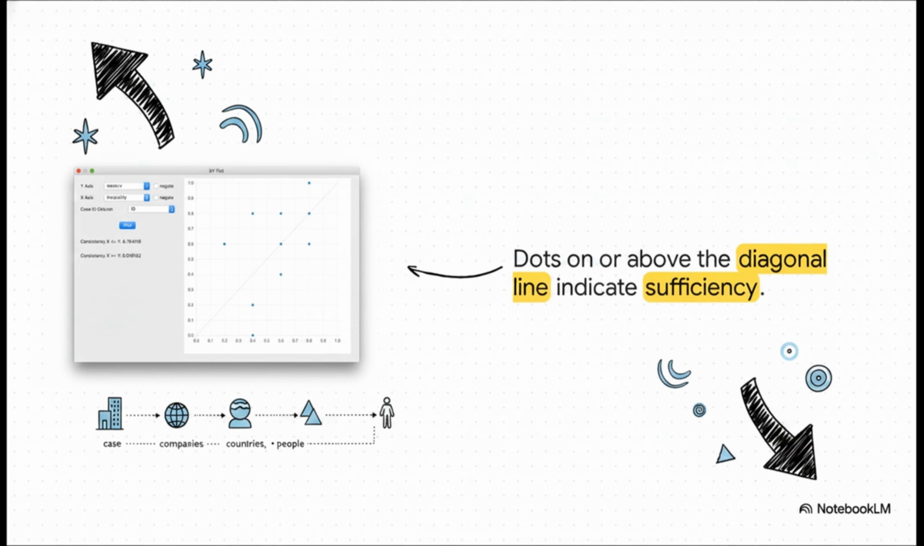Each little dot is a case, a company, a country, a person, whatever you're studying. For a condition to be sufficient, visually, the dots must lie on or above that diagonal line, hanging out in that upper left triangle. This means the condition score doesn't exceed the outcome score. Conversely, for a condition to be necessary, the dots will cluster on or below the diagonal line, down in the lower right triangle. It's just this incredibly fast, powerful visual check of your data that instantly tells you if you're looking at a requirement or a recipe.